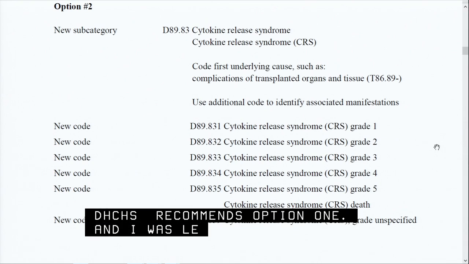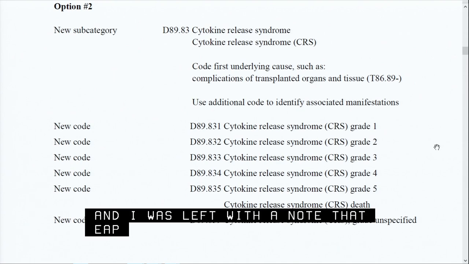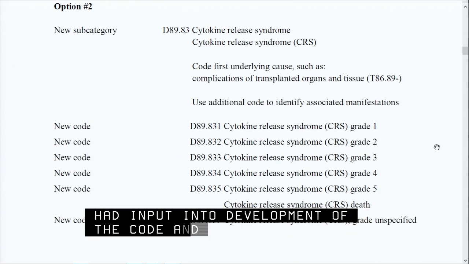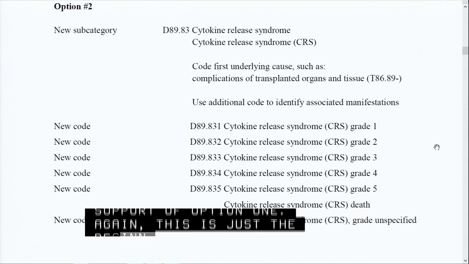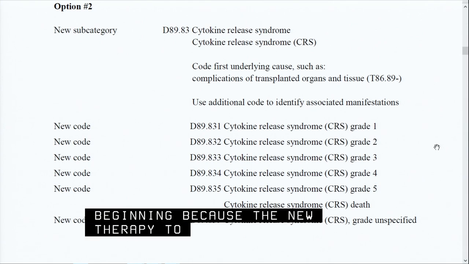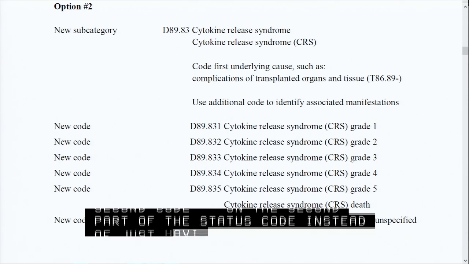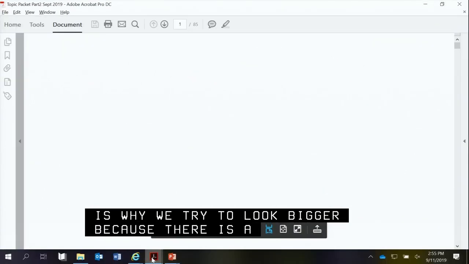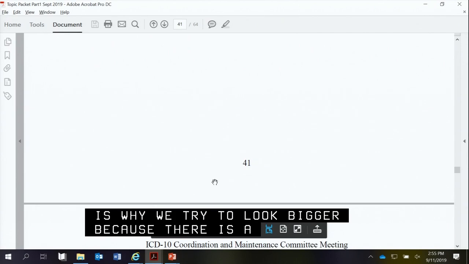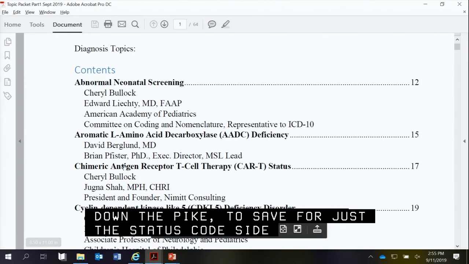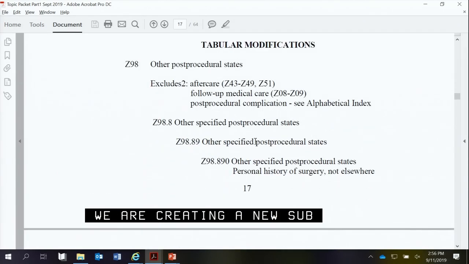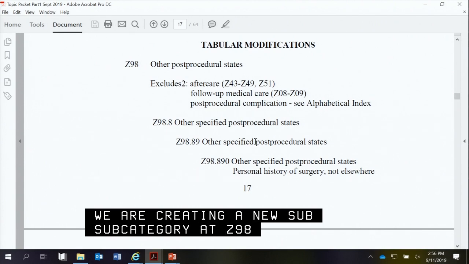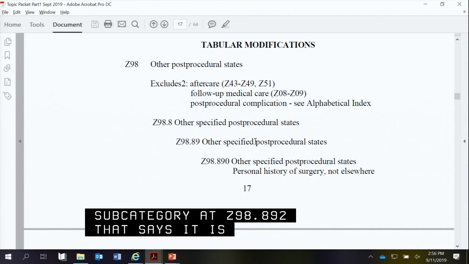And again, this is just the beginning because of the new therapy. And Gina, kind of to address what you were saying, that's why on the second part, the status code, instead of just having status CRT, we tried to look a bit bigger, because there's a whole lot of other things coming down the pipe. For the status code side of it, which is on part one, page 17, we are creating a new subcategory at Z98.892 that is not unique just to CAR-T. It will say gene and cellular therapy status, so that we've identified one for CAR-T based on their request, as well as places to capture the other things and modalities that are coming out that are to be evolved. So hopefully that kind of addressed your question, maybe. Not sure. Okay.